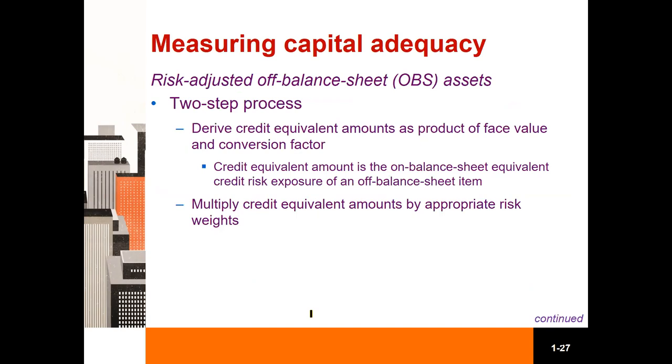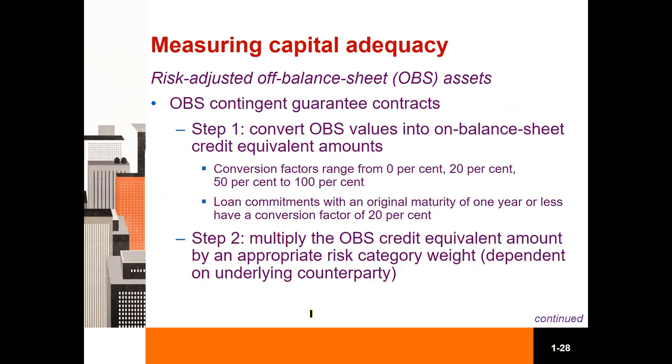The second step requires that the resulting CEA, that means credit equivalent amount, must be multiplied by the appropriate risk weight. The credit risk on a market-related off-balance sheet transaction is the cost of replacing the cash flow specified by the contract in the event of default by the counterparty. Most market-related off-balance sheet contracts are over-the-counter contracts, which originate outside organized exchanges and are not covered by an eligible bilateral netting agreement. So this is the point I just discussed.